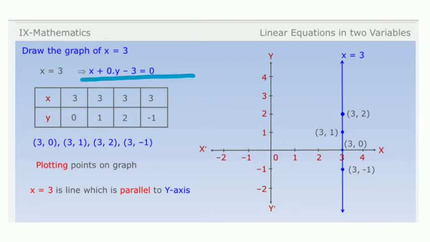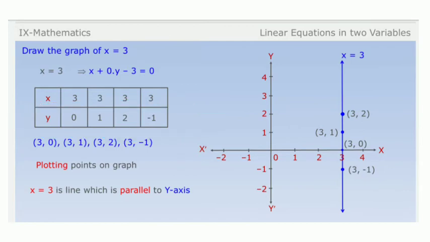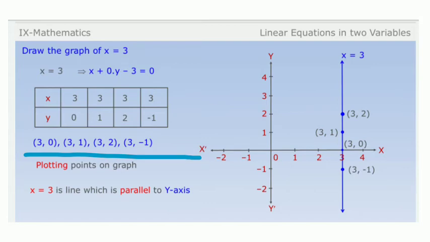So here we can take any value in the place of y. Here we have 0, 1, 2 and minus 1. Put them in for y, and you will get the value of x as 3 every time. So we get the coordinates 3, 0, 3, 1, 3, 2, 3, minus 1. The x coordinates here are all 3 and the y coordinates are 0, 1, 2 and minus 1. And plot all these points on the graph.